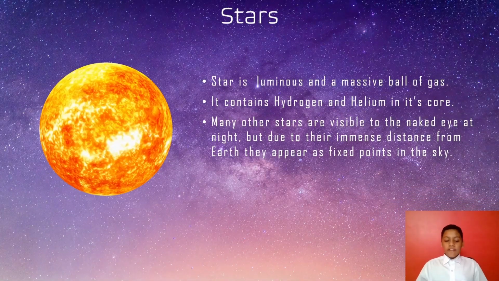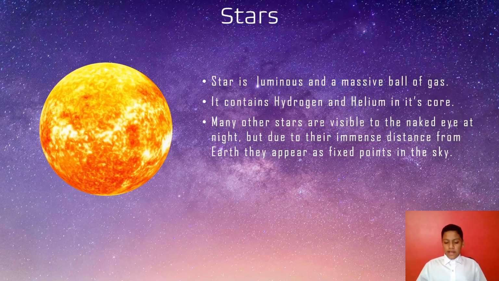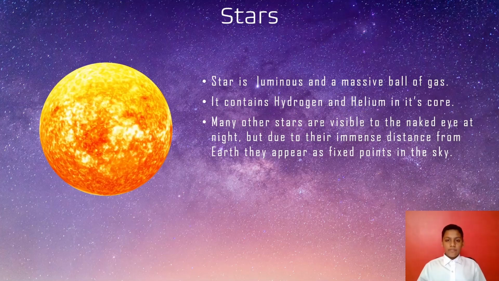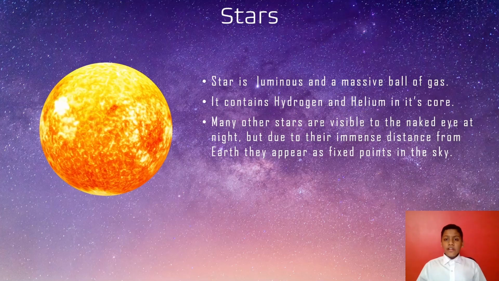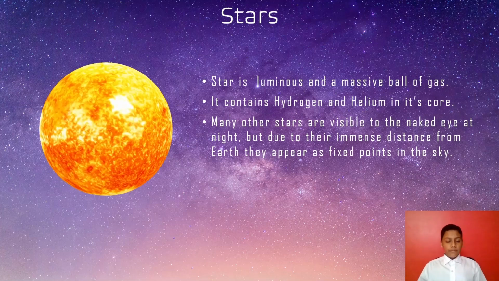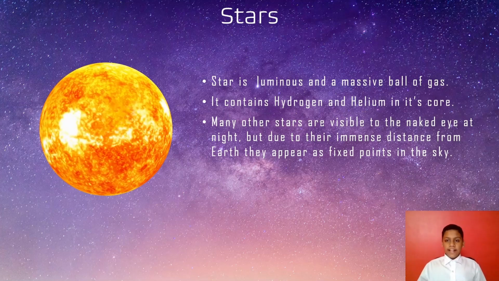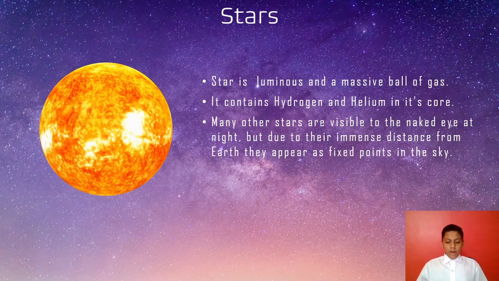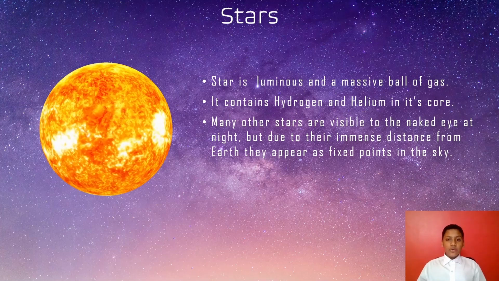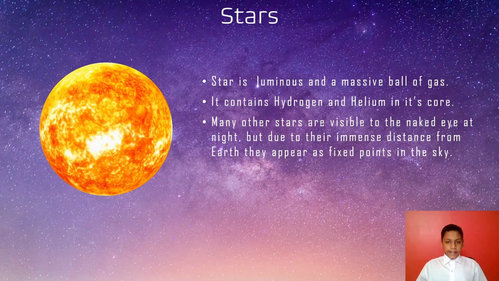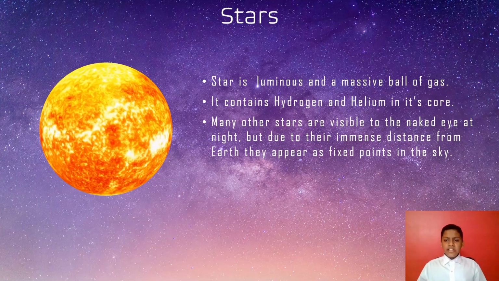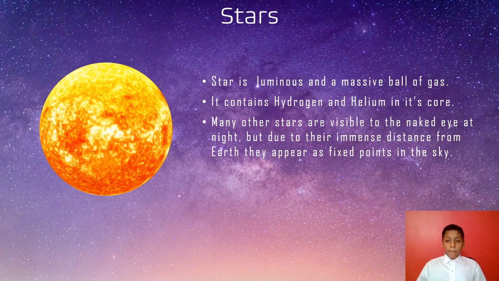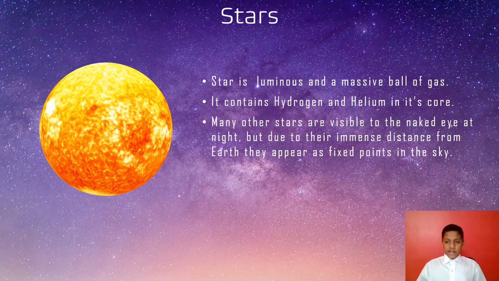A massive ball of gas, which is luminous, is called a star. It contains the first two elements of the periodic table, hydrogen and helium, in its core. Many of the stars are visible to the naked eye at night, but due to the immense distance from Earth, they appear as fixed points.